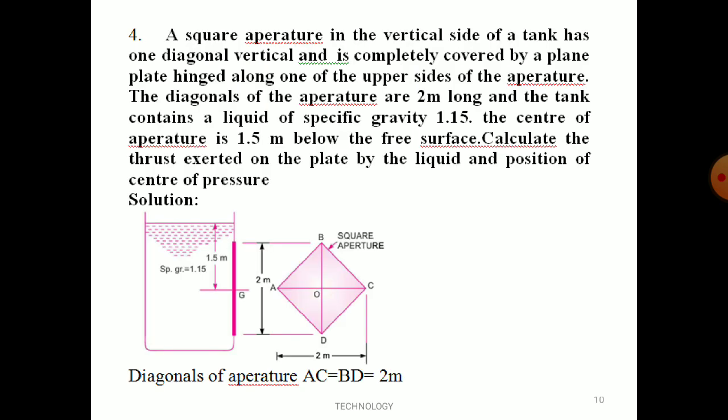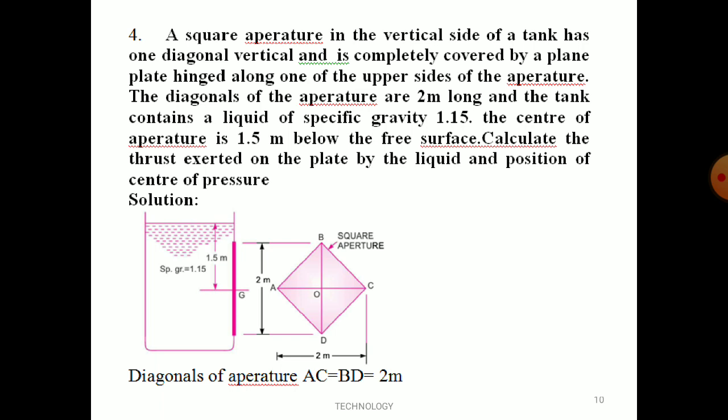Next problem: a square aperture in the vertical side of a tank has one diagonal vertical and it is completely covered by a plate hinged along one of the upper sides of the aperture. The diagonals of the aperture are 2 meter long and the tank contains a liquid of specific gravity 1.15. The center of the aperture is 1.5 meter below the free surface. Calculate the thrust exerted on the plate by the liquid and the position of the center of pressure.